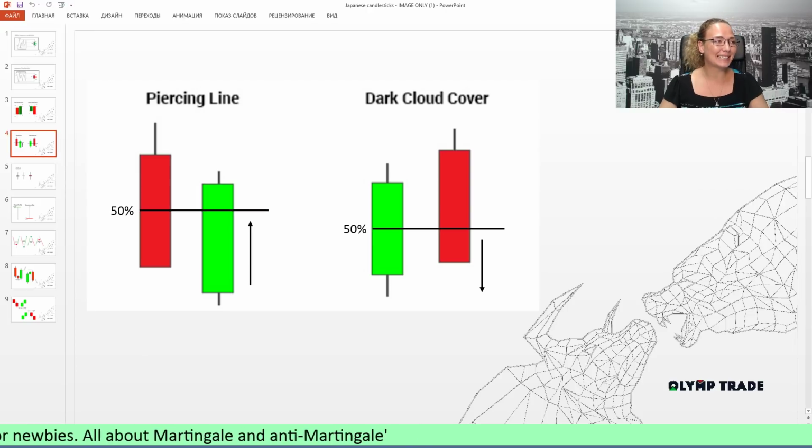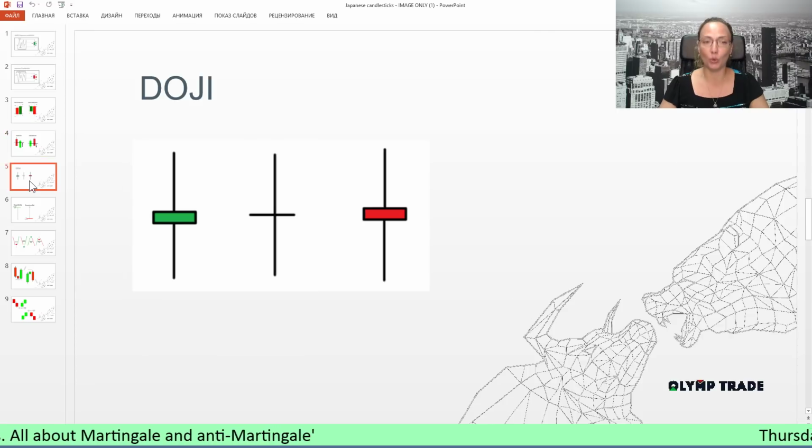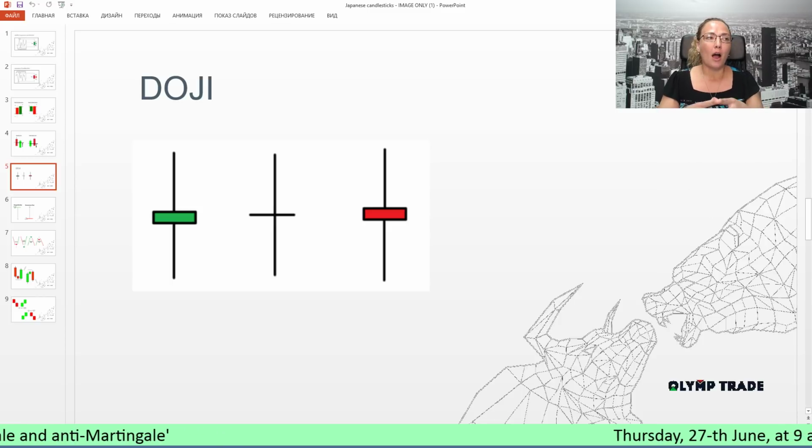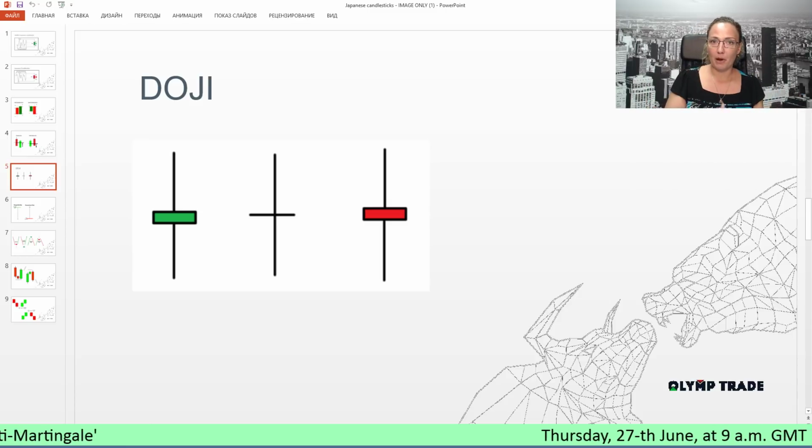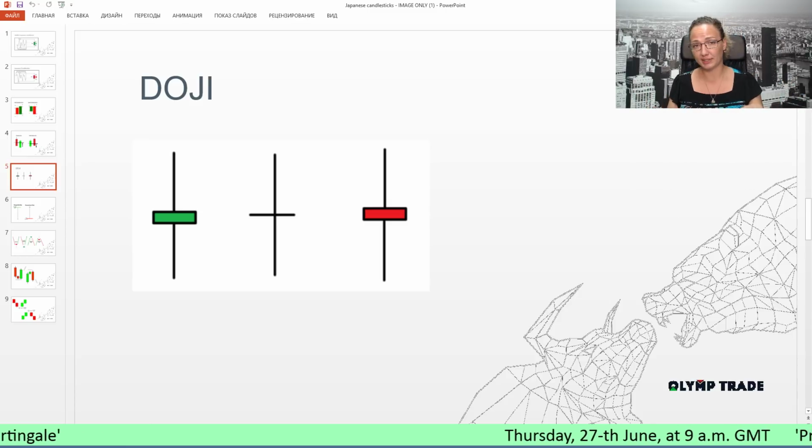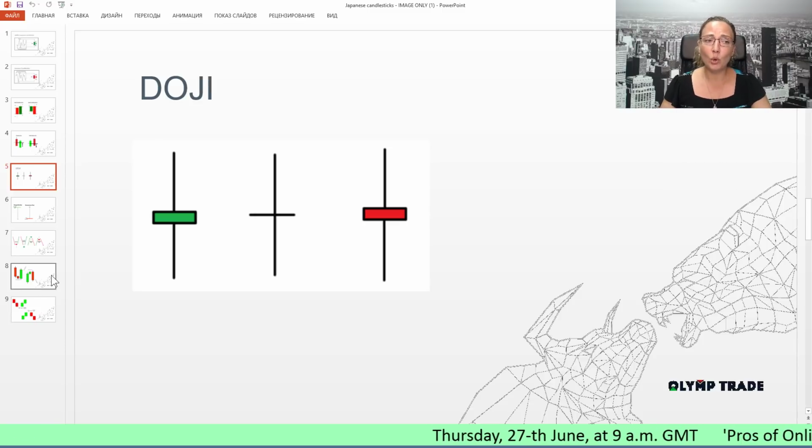The next candle that I would like to tell you about is called the doji. What is the doji? A doji occurs when the market opens and closes at the same price level. It means that the market is undecided and neither the buyers, the bulls, nor the sellers, the bears, are in control of the market. So a doji can look a few different ways.